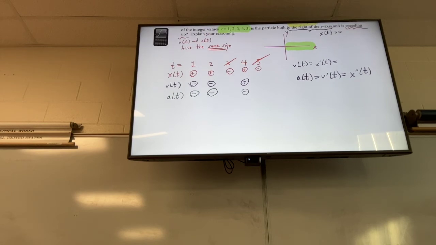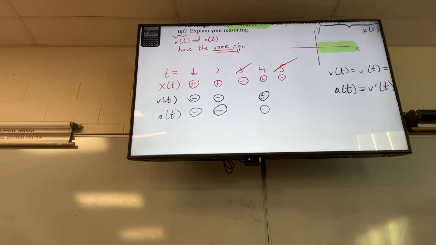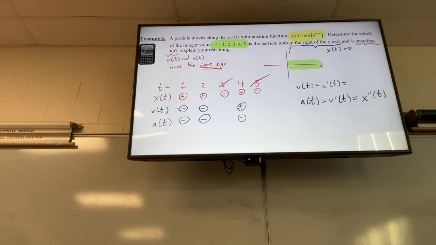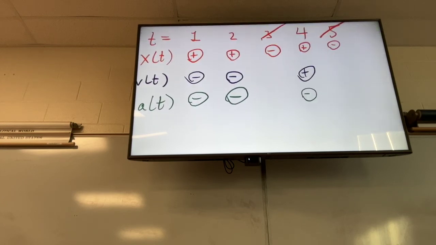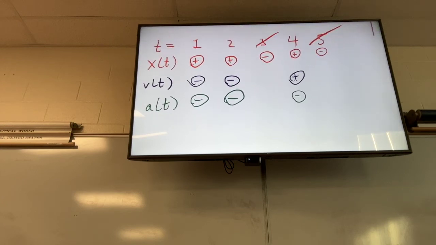Okay. What were we saying our answer was? They want all the t's from this list where the particle is both to the right of the y-axis and speeding up. We already crossed off 3 and 5, so we're down to 1, 2, and 4. Speeding up means v of t and a of t have the same sign. So let's look at 1, 2, and 4, our 3 remaining t values. For 1, we have the positive x of t. V of t and a of t are both negative, so they have the same sign. So t equals 1 is an answer.